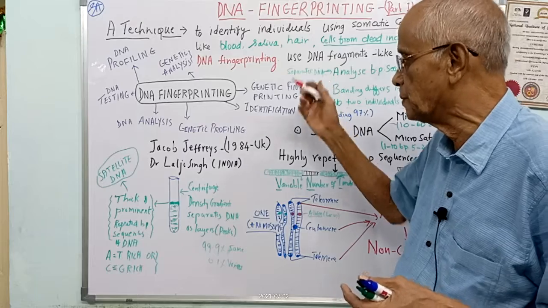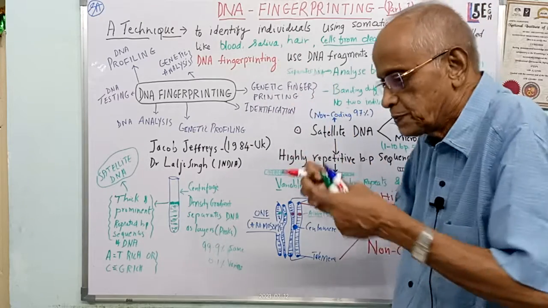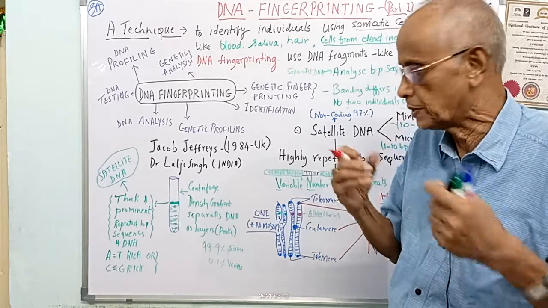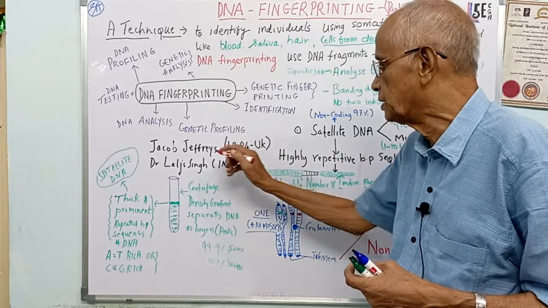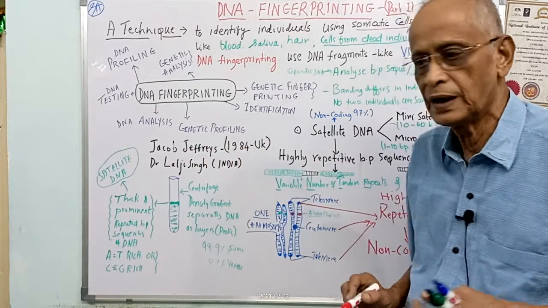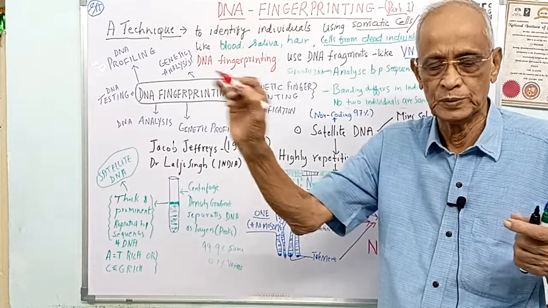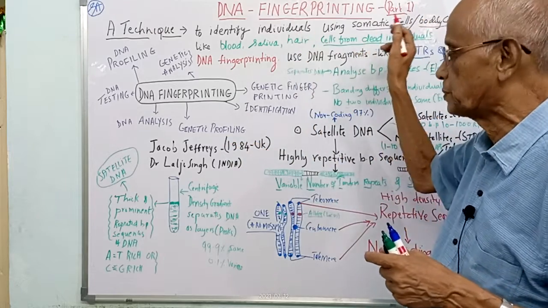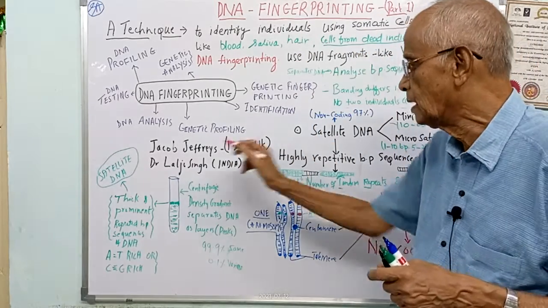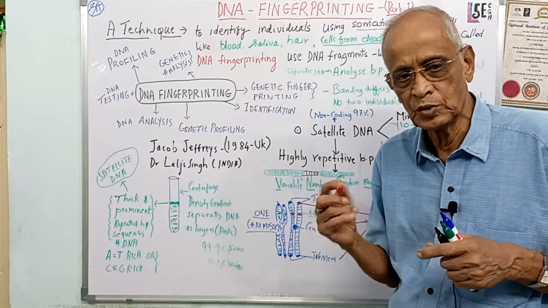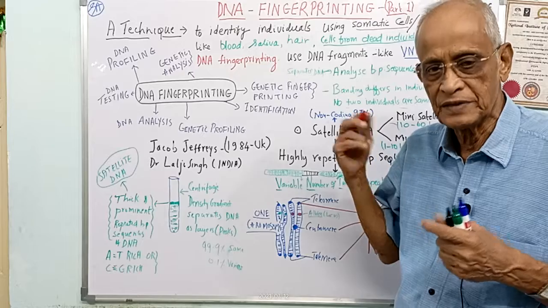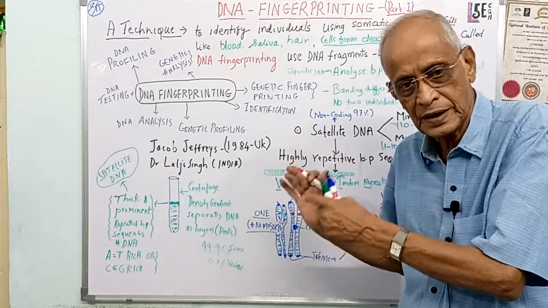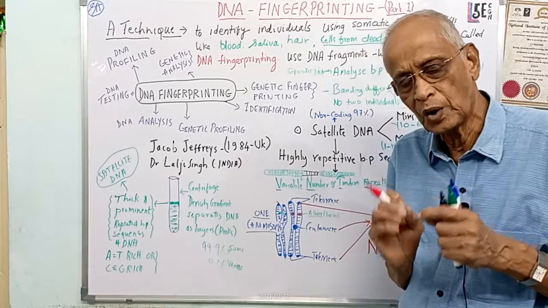What we would like to do today is some more expansion of the topic called DNA fingerprinting. First, it was described by Alec Jeffreys in 1984 and 85. At that time, he described the DNA fingerprinting activity. Then Lalji Singh in India is known as the father of DNA fingerprinting. He also contributed much to this particular area. What is it that we do? How do we do this?